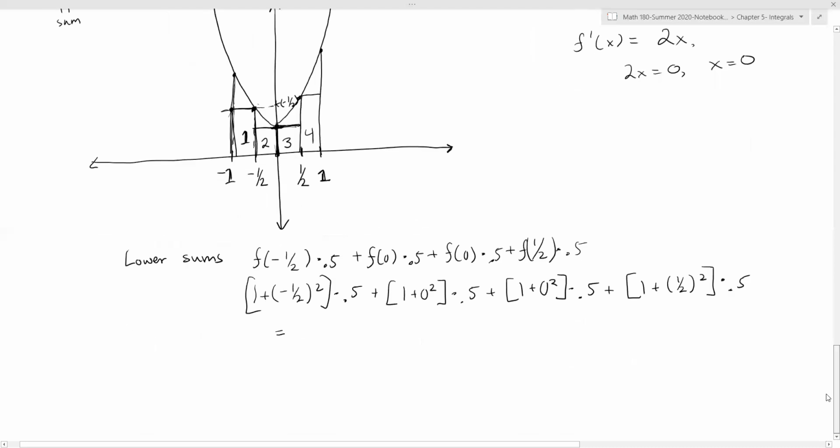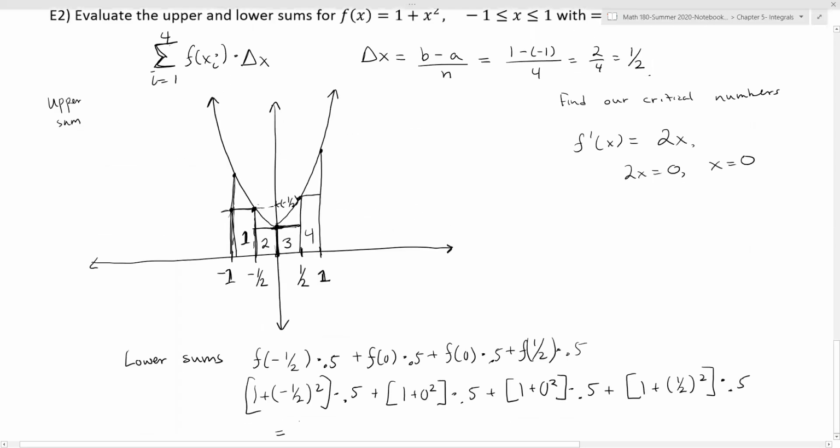So this is then going to give me 6.625 plus 0.5 plus 0.5 plus 0.625, which equals 2.25. So my lower sum is going to end up being 2.25.